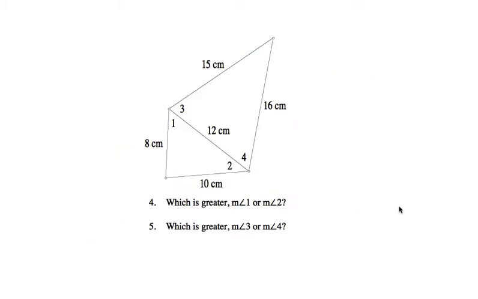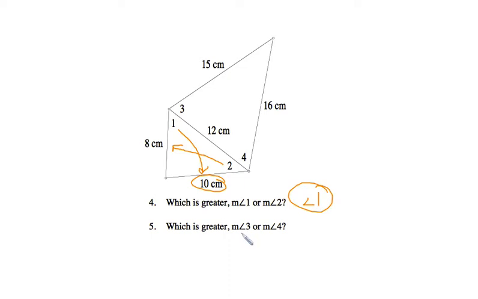So let's look at another example. We get some different shapes inside of a quadrilateral here. Number 4 says, which is greater, the measure of angle 1 or the measure of angle 2? Well, angle 1 is across from a side of 10. Angle 2 is across from a side of 8. 10 is bigger than 8, which means angle 1 has to be bigger than angle 2.